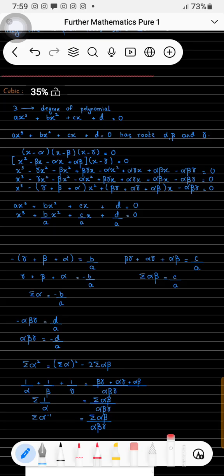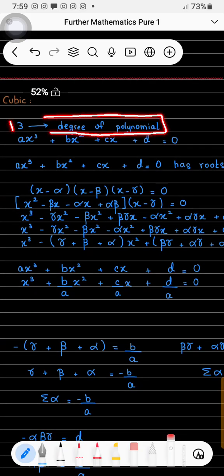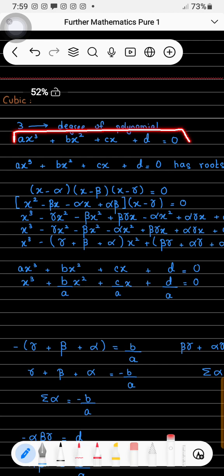In today's video, we are going to continue our first chapter with the second topic, cubic. In the previous video, we had discussed that in cubic equations, there is a 3 degree polynomial, which means the maximum power of x will be 3. The general cubic equation is ax cube plus bx square plus cx plus d equal to 0.